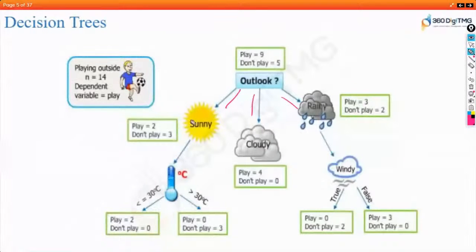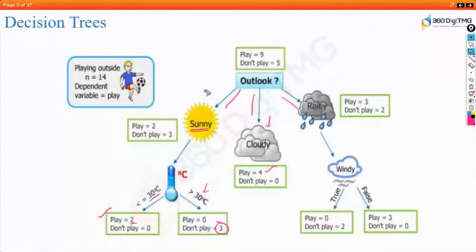Now, when it is sunny, you might want to further check the temperature. If the temperature is less than or equal to 30 degrees, then you are allowing them to play. There's no harm, so kids can play outside. But if it is greater than 30 degrees, then you decide they should not play. It's very hot outside, so do not play. Then we have the cloudy condition. In the cloudy condition, there is no harm at all, so you allow all the kids to play.